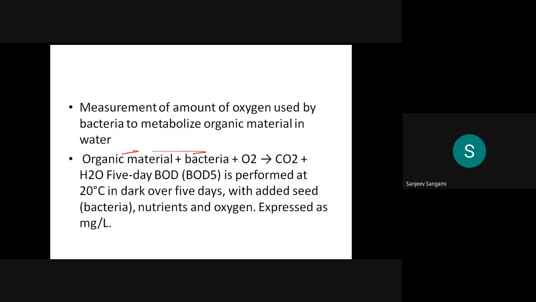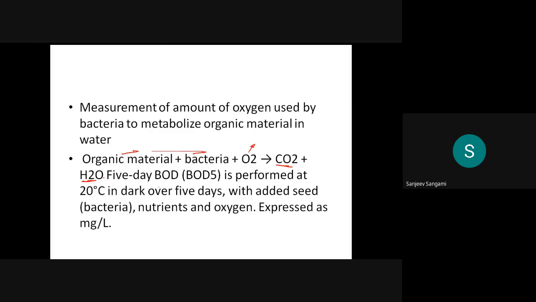Once it is consumed, bacteria along with the oxygen... I already said that the organic material is nothing but the food, or the plant waste, that is present in the water. So once it interacts with the bacteria, it is going to consume the oxygen that is present in the water. Then it will release carbon dioxide along with water. So this is what happens when the organic matter is there.